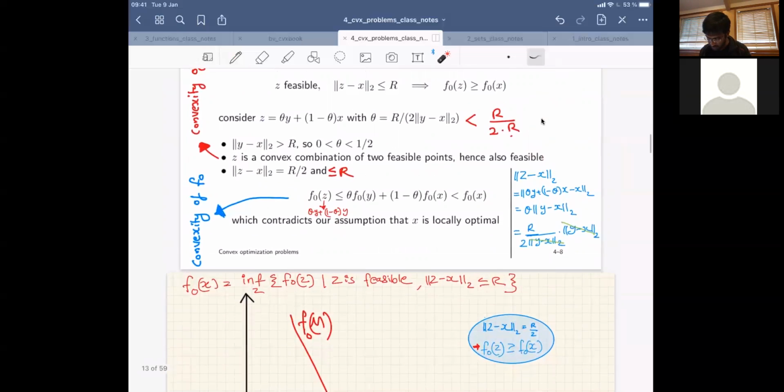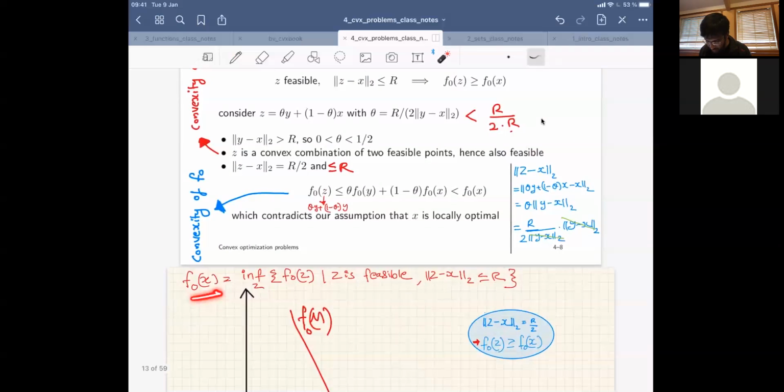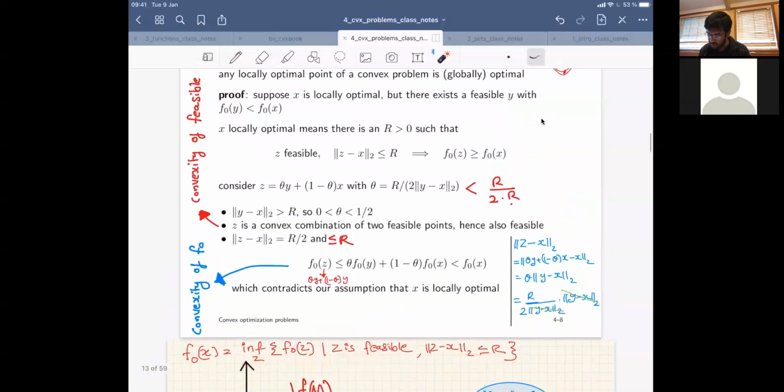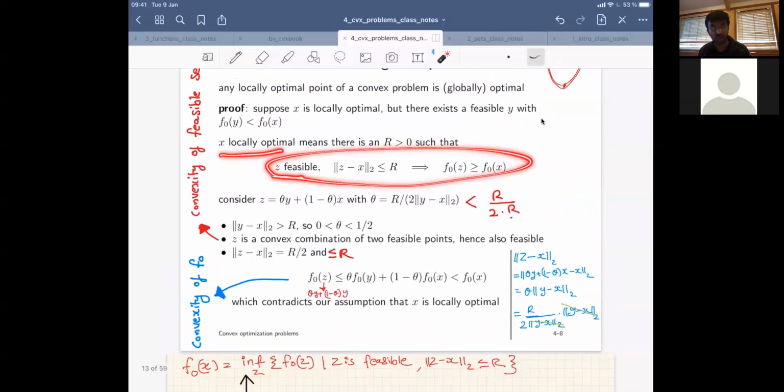Yeah, anyway. So what is a locally optimal point? It is the z which minimizes f0(z) such that z is feasible and in a neighborhood of x. We have to do this search, right? So that is the definition of a local optimal point, x is locally optimal.